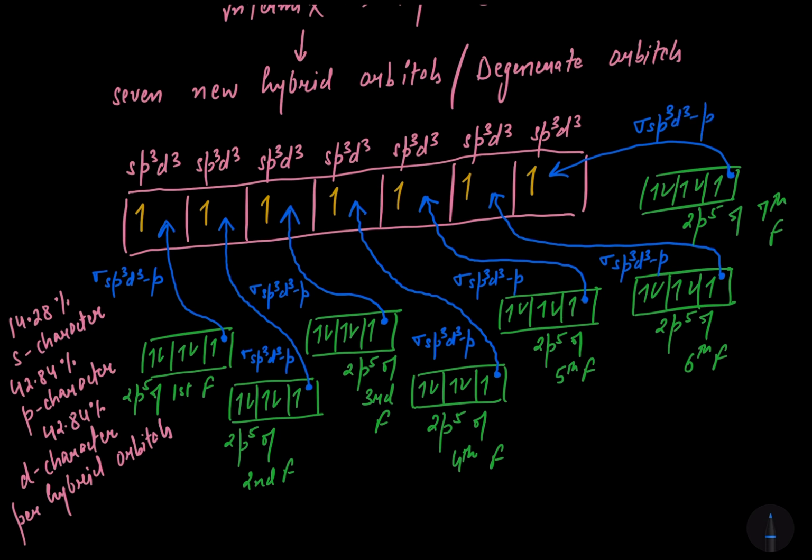sp3d3p sigma bond, because this sigma bond has been formed by head-on overlap of the sp3d3 hybrid orbital of iodine with the p orbital of fluorine. That's why all the sigma bonds have been named as sigma sp3d3p. So that's all about the hybridization of the iodine atom in IF7.